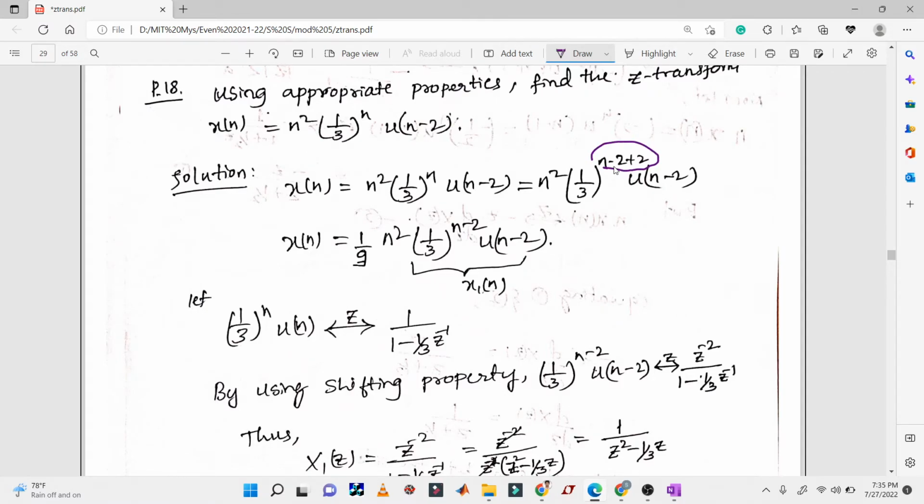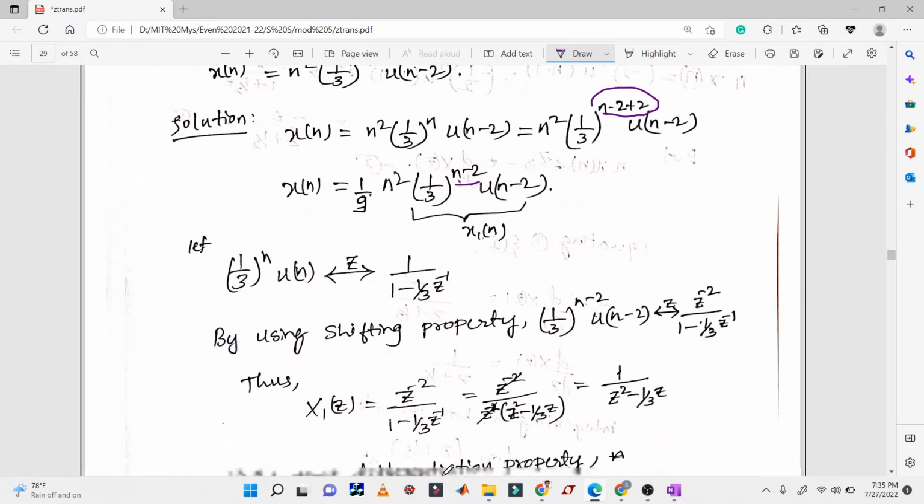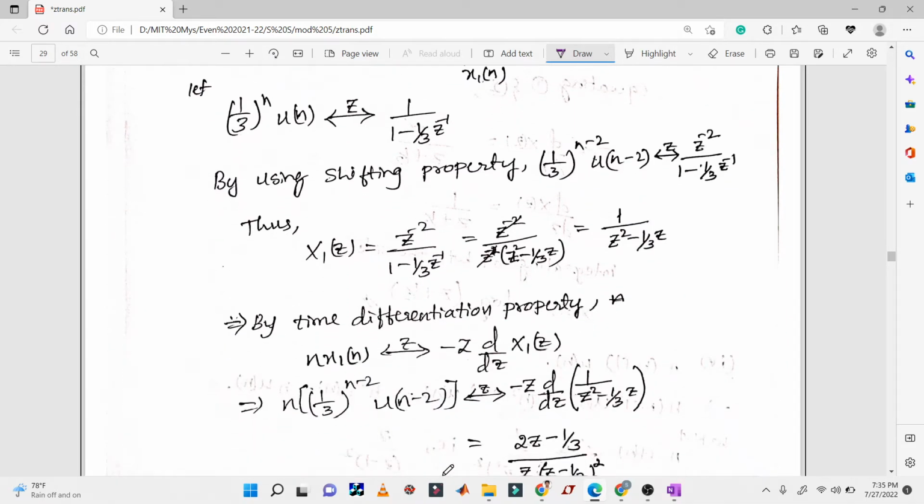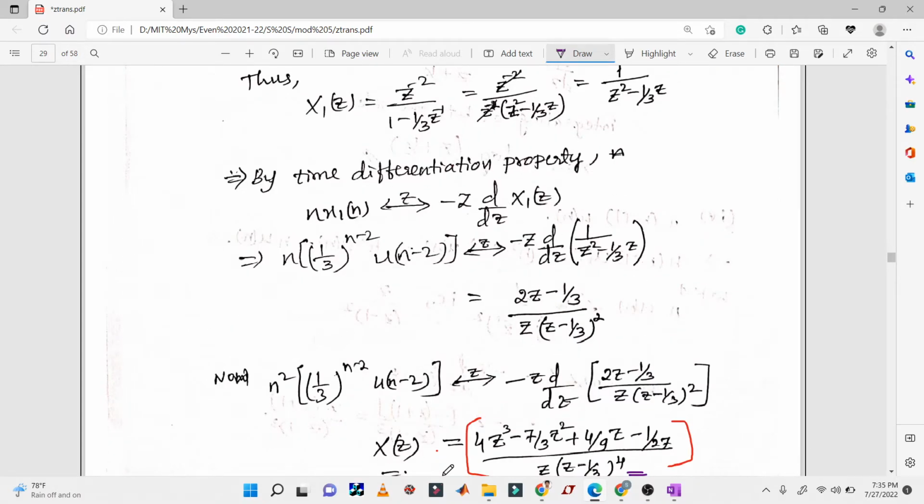So if we do that, we will get 1 by 3 square and 1 by 3 to the power n minus 2. So 1 by 3 square is 1 by 9. So we can keep it outside and only we will consider 1 by 3 to the power minus 2 u of n minus 2. For this, we will calculate the z transform. After that, we differentiate twice. And in the final answer, we need to multiply by 1 by 9. Or you can keep it and everywhere it will propagate.